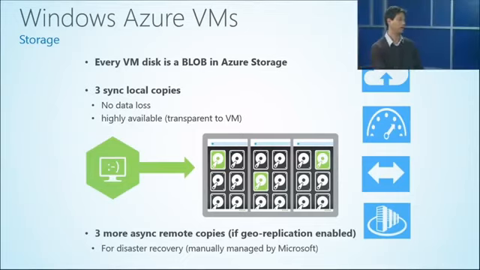We also have the option of 3 more asynchronous copies in a different data center. And this is if you turn on an option called geo-replication. And what geo-replication does is we asynchronously copy that disk to 3 more copies in a different data center. And again, this is for disaster recovery purposes. Okay. So in worst case scenario where a full Windows Azure data center becomes unavailable for some reason, we can go and recreate all those virtual machines in a different data center and continue running.